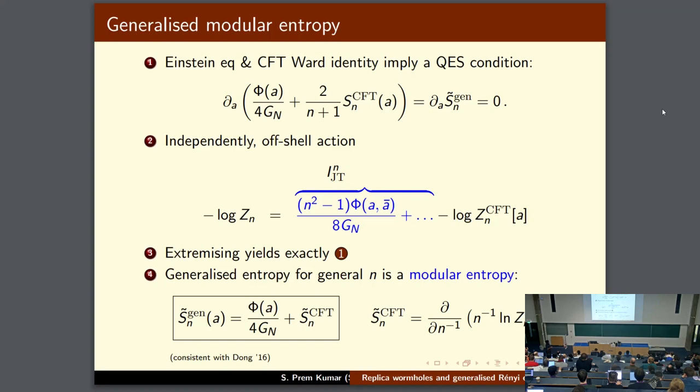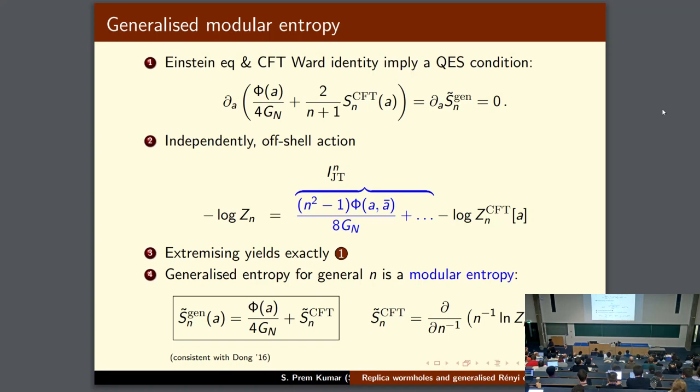So that then tells you that the conformal Ward identities and dilaton equations of the Einstein equations of motion actually imply a quantum extremal surface condition for general n. And this quantum extremal surface condition for general n also follows by actually taking the gravity action plus the CFT action and extremizing it with respect to A. Both processes give you exactly the same condition, and so you can identify this combination as the generalized entropy for any integer n. And what this really is, if you note carefully, is that S_n^CFT is the Renyi entropy of the CFT, but it's multiplied by a factor 2 over n plus 1.